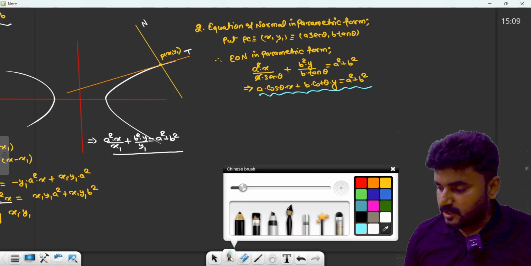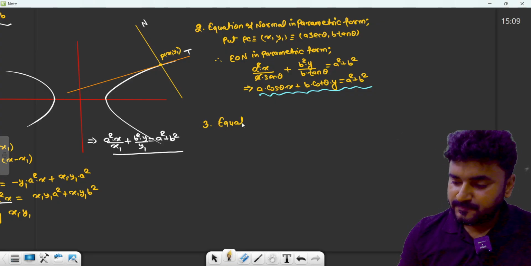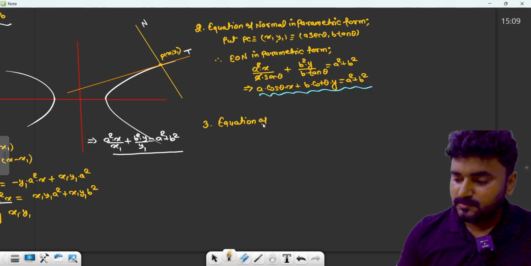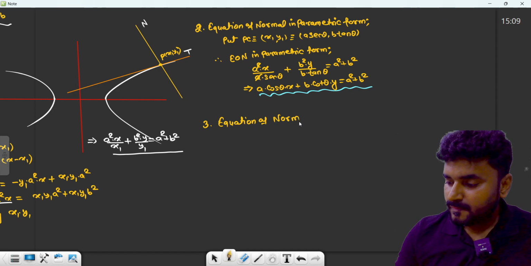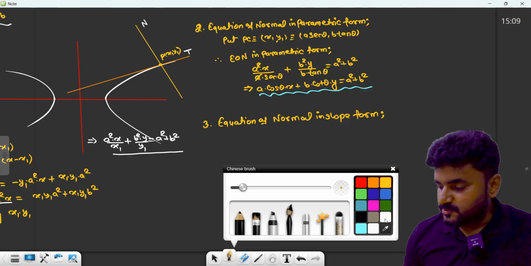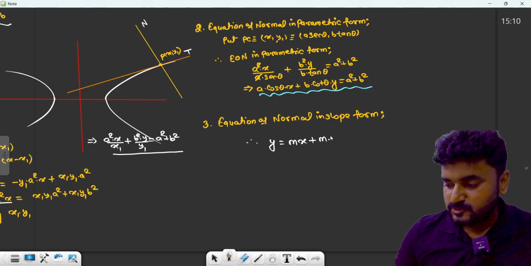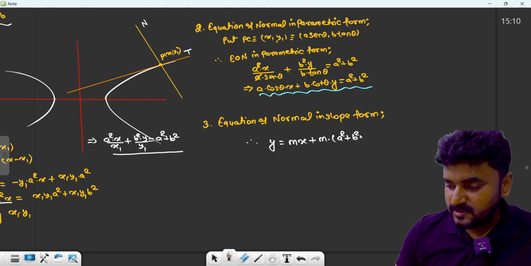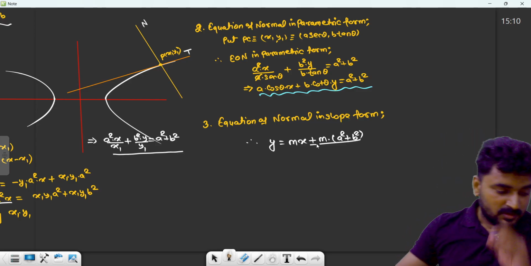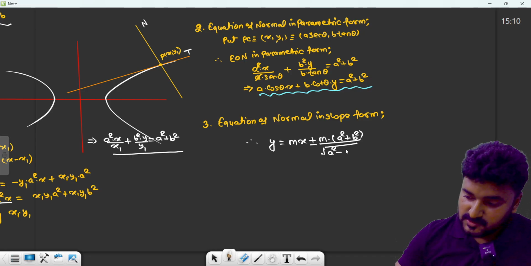Now we are going to see number 3, equation of normal in slope form. So you know students that the equation of the normal in the slope form will come y equals mx plus m into a square plus b square by root over a square minus b square m square.